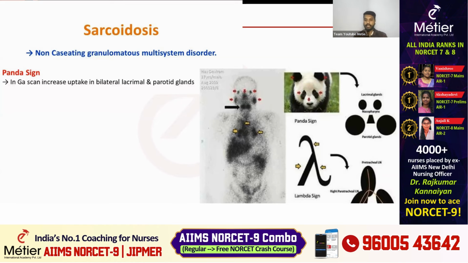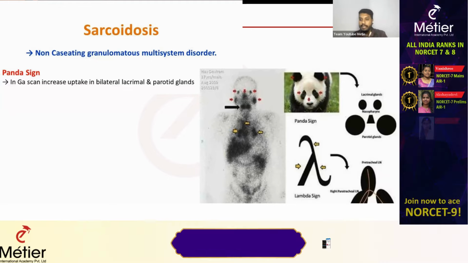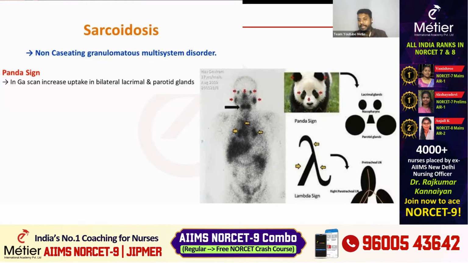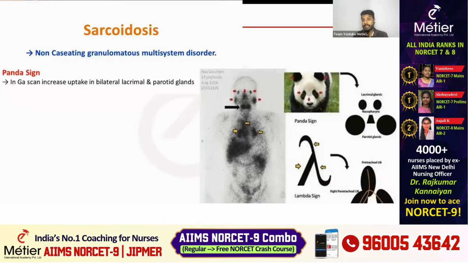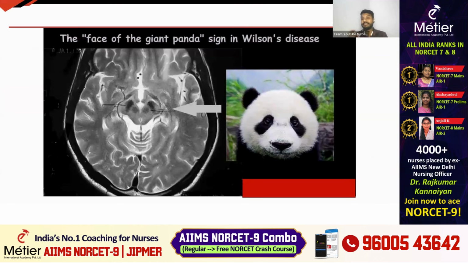Clear? Right. When the paratracheal lymph nodes, pretracheal lymph nodes, and left tracheal lymph nodes are observed, it looks like a lambda sign. That is not that much important. According to this question, panda sign is seen in sarcoidosis. Clear? Okay. In one more condition also we can see the panda sign, right? That is in the Wilson disease.